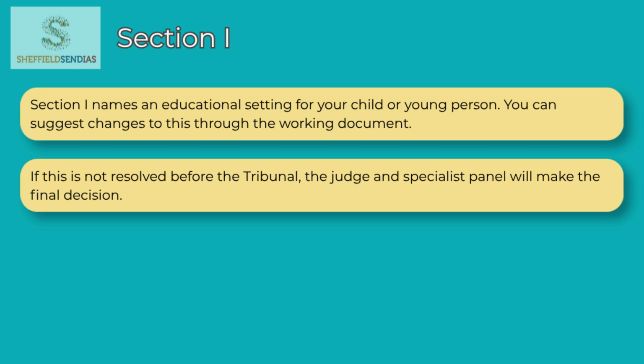Try not to worry if your preferred school is not agreed straight away. Placement is one of the most common areas of disagreement in EHCP appeals, and many cases are successfully resolved either through discussion with the local authority or, where necessary, by a tribunal judge making the final decision.